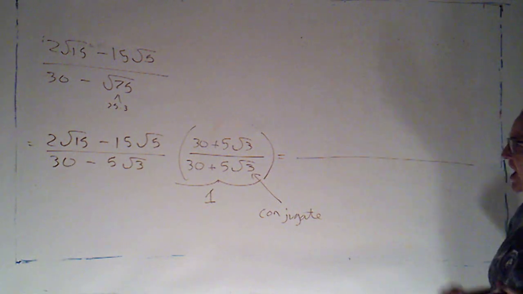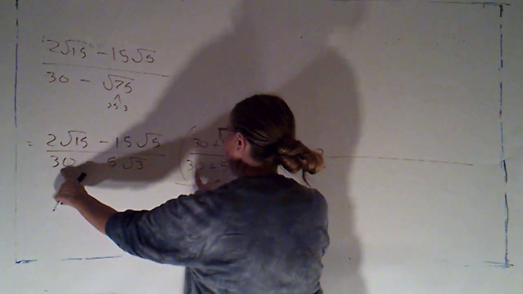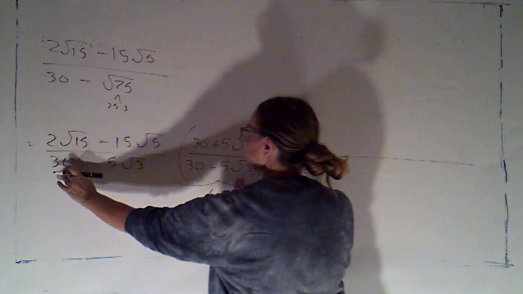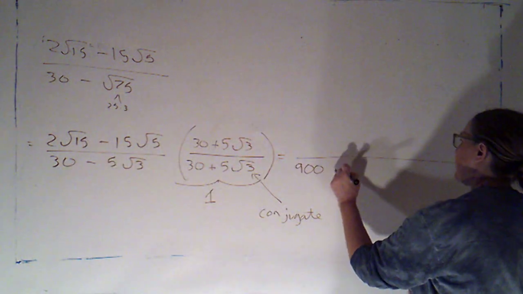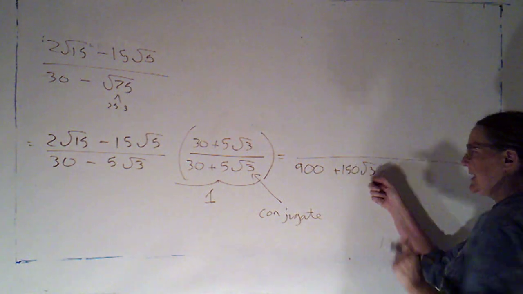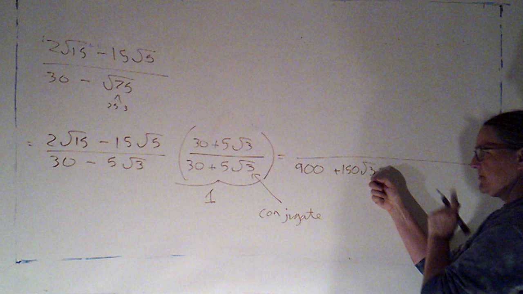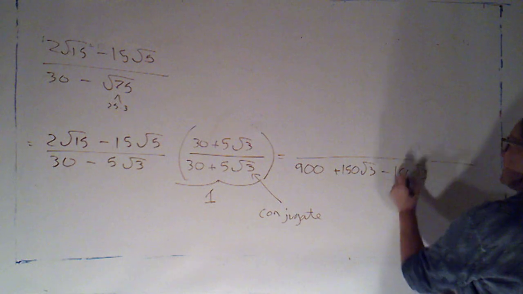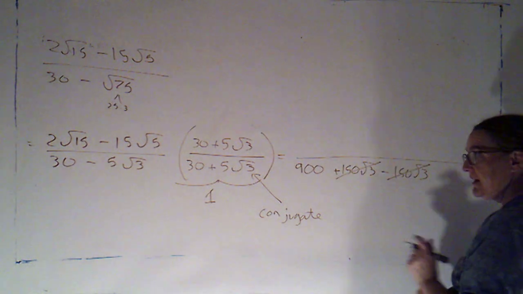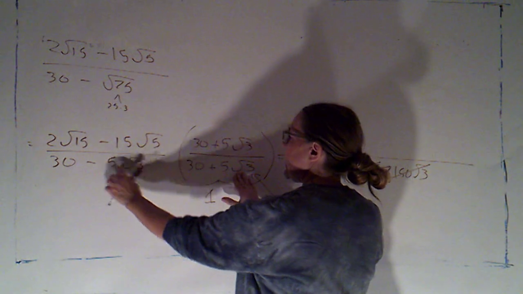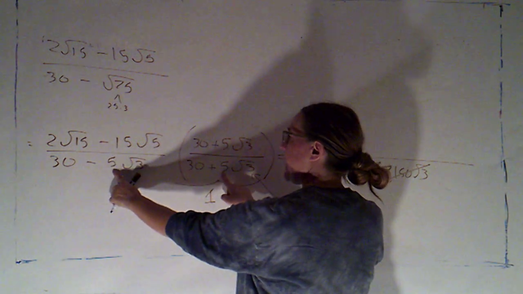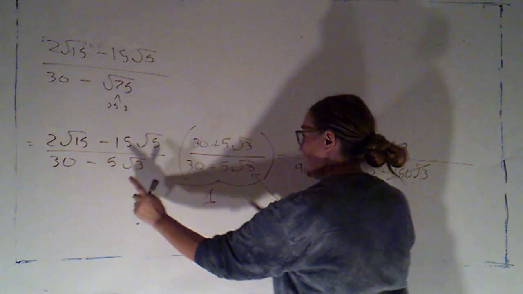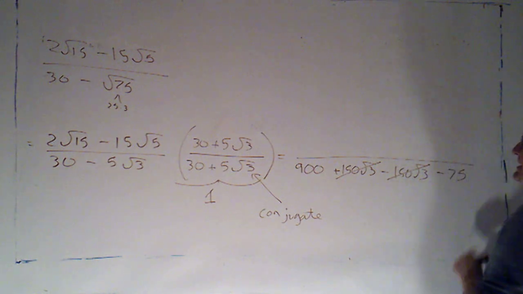Okay. So on bottom, I would FOIL this out. So I get 30 times 30, that's going to be 900. Outsides, that's going to be 30 times 5 root 3, so that's plus 150 root 3. Looks like I still have roots in the denominator. Then I do the insides, and I get negative 150 root 3. So those cancel. And then when I look at the last terms, I'm getting negative 5 times 5 will give me 25. Root 3 times root 3 will give me 3. 25 times 3 gives me 75.